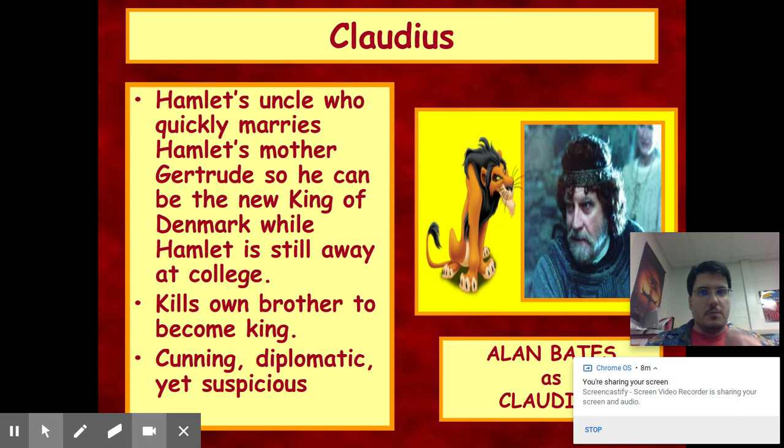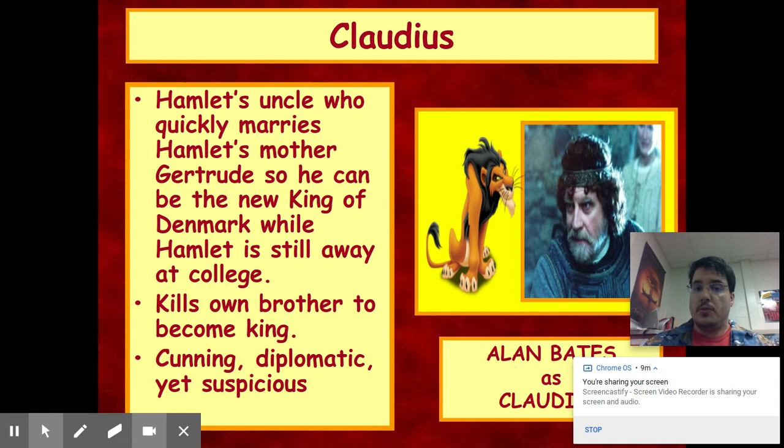Okay, so I'm going to briefly go through these characters. Claudius, this is your king, your current king as the play starts. So if you're thinking about Lion King, this would be Scar. Unlike Lion King, where we get a sense of Mufasa and how he was as a king and whatnot, this play actually begins after Mufasa or King Hamlet has already been killed. So Scar is already in charge. Claudius is already in charge when the play starts.